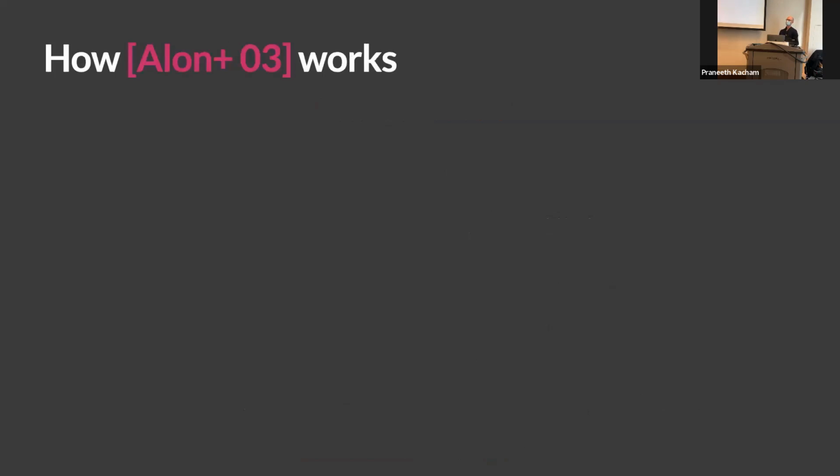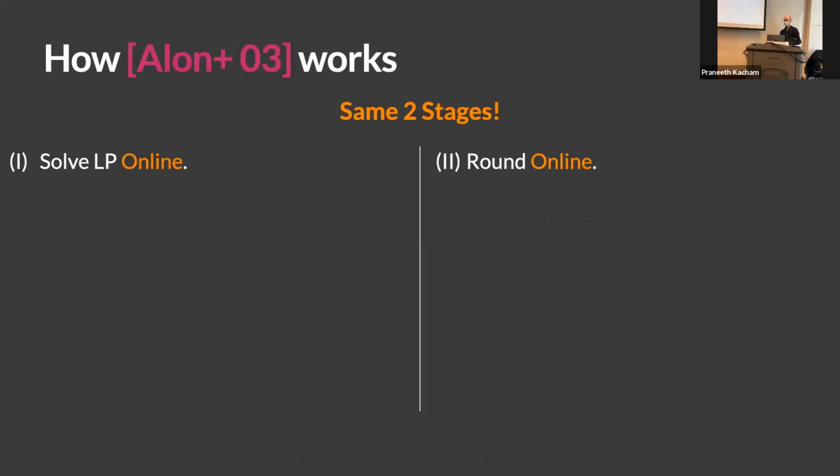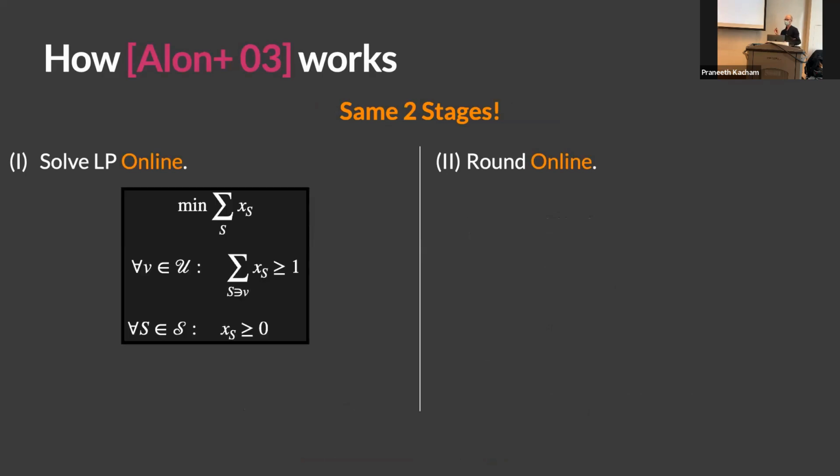Okay, great. So how do we do this online? So here's how the online algorithm works. It's the same two stages, basically, just with the word online in them. Okay, so we write the same LP.